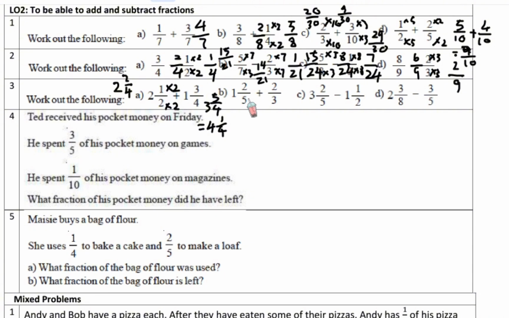For B, we will need to get the same denominator, so this would be multiplied by 3 and this by 5. So we'll get 1 and 6 over 15 plus 10 over 15, which we would get 1 and 16 over 15, and converting it, we'll get 2 and 1 over 15. For C, we multiply this by 2 and this by 5.